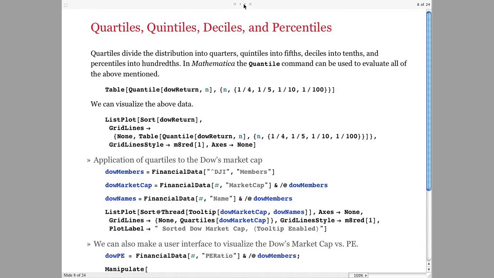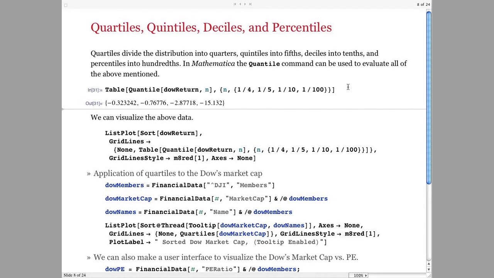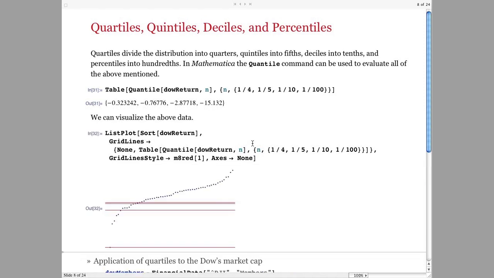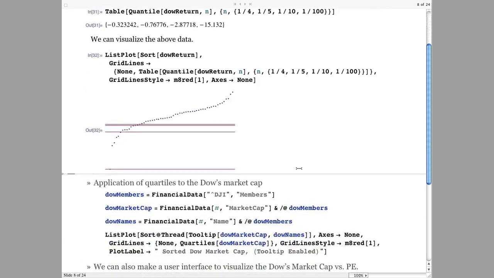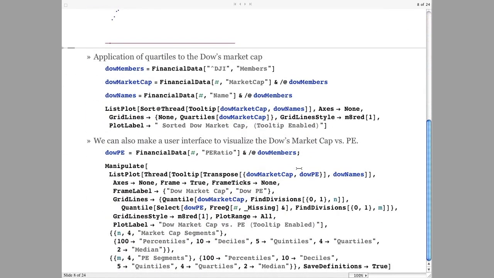In Mathematica, the command Quantile can be used to evaluate the quartiles, quintiles, deciles, and percentiles of data. Let's visualize the data above. We can apply what we can do with quantiles to our Dow's values.